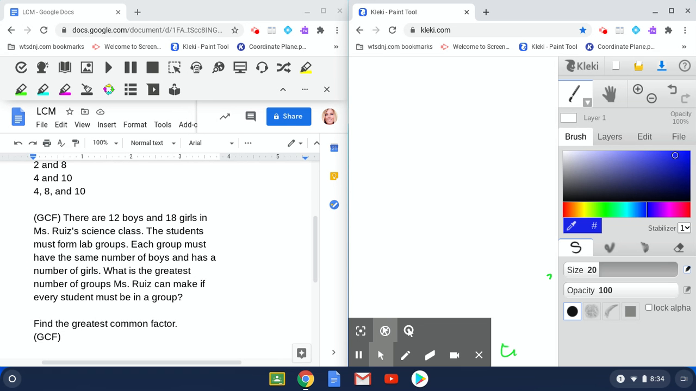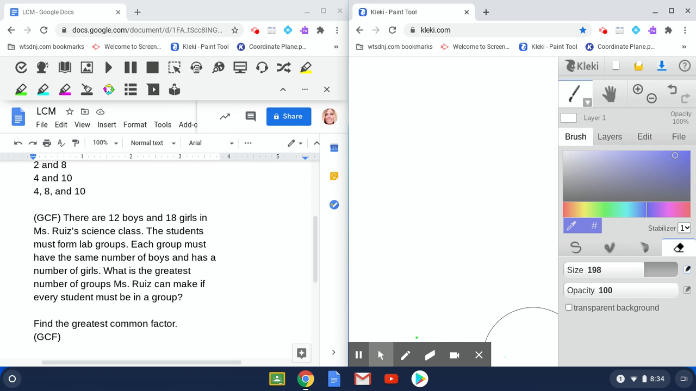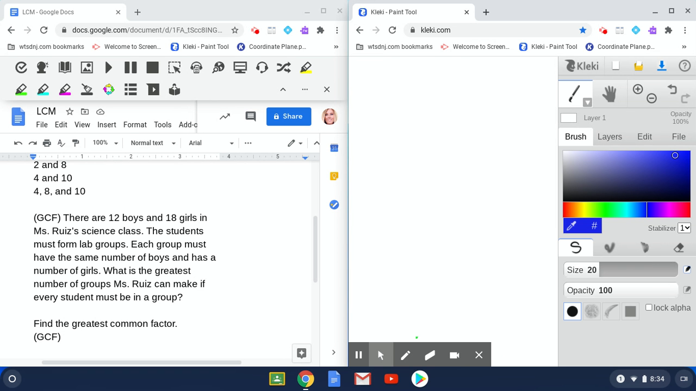Okay, so how do we determine that we are finding the greatest common factor and not the least common multiple? Typically, as it does here, it says, what is the greatest number? That's usually your clue, all right? So typically it would say, what is the greatest number? And that's how you know you are finding the greatest common factor and not the least common multiple.